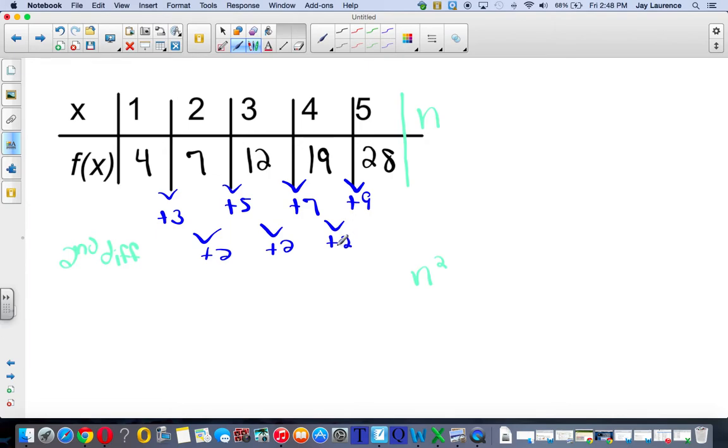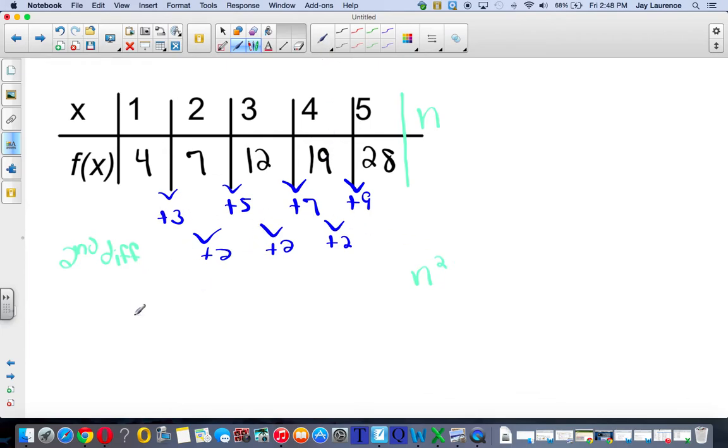All right, I believe on quadratics you always get a plus 2. When you do cubics, you always get a plus 6. And I think quartics, which is 4th degree, remember, that would be plus 24. I'm pretty sure about that. But it has nothing to do with this 2 and this 2. It has everything to do with the second difference.